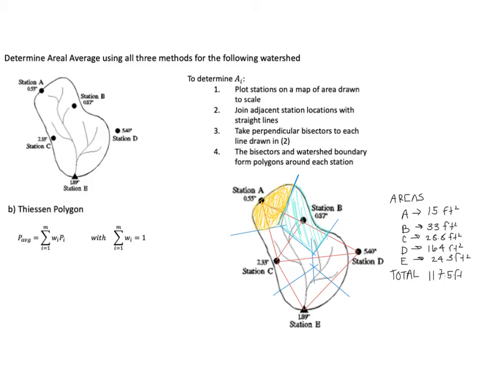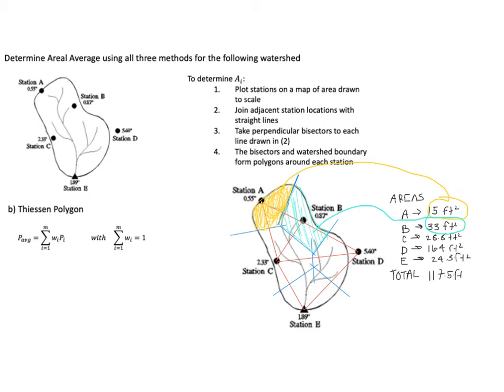I am saying that this area that I've drawn in yellow is 15 square feet. And this area, which I've indicated in the cyan color, is 33 square feet. And you could do the same for C, which you should get about 28.8 square feet. And for D, you'll get 16.4 square feet. And for E, 24.3 square feet.